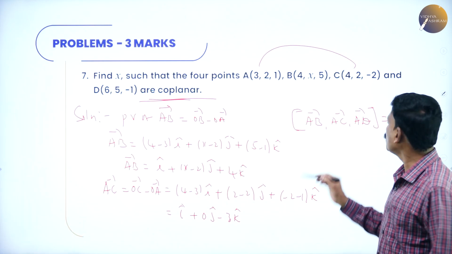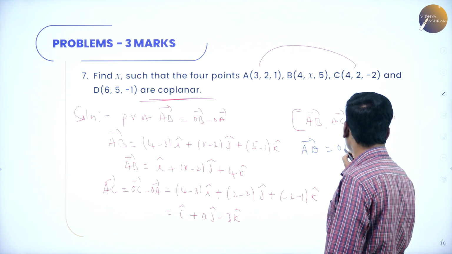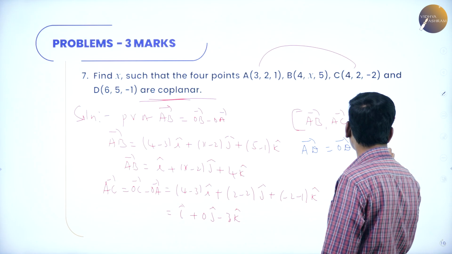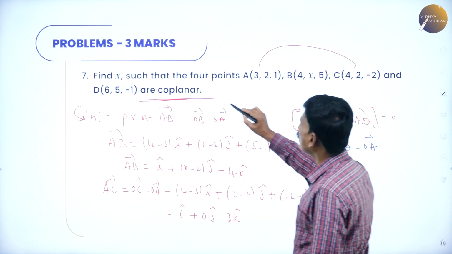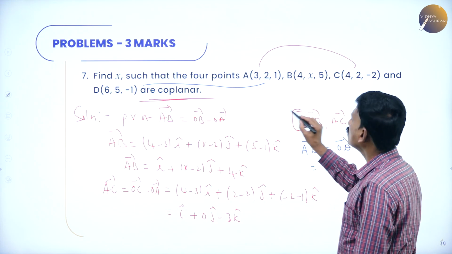That's it. Let us find out vector AD. Vector AD is equal to OD vector minus OA vector. So this minus this vector. Now this is equal to OD.